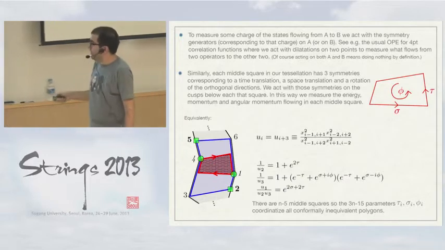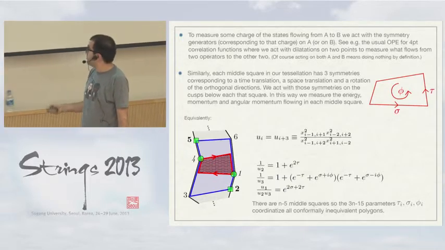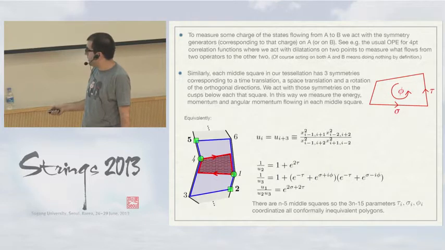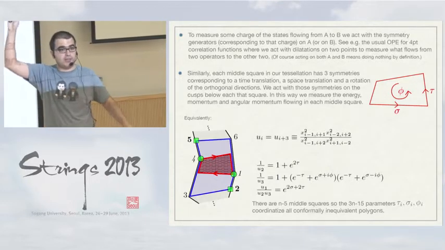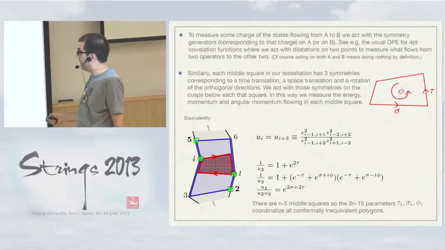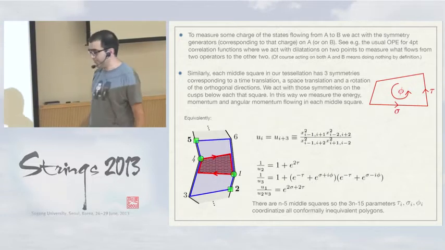How many parameters do we have? We have n minus 5 middle squares, 3 parameters per square, 3n minus 15 parameters. That's the number of cross ratios of null polygons. So this is a nice parameterization of all conformally inequivalent polygons. This is an equivalent definition.